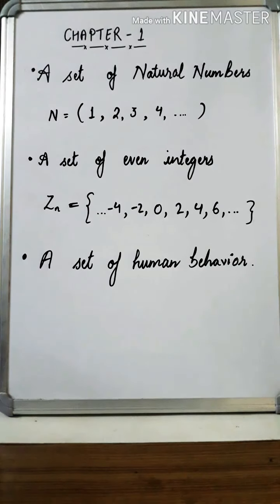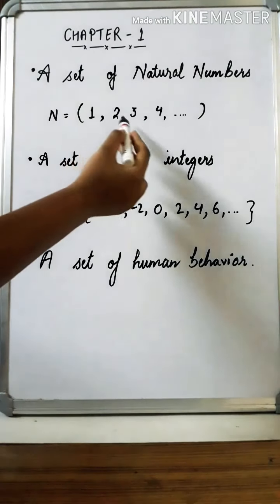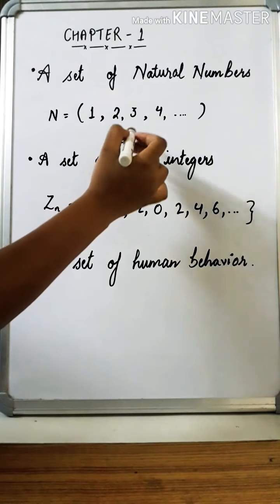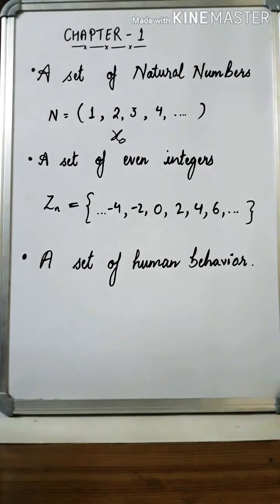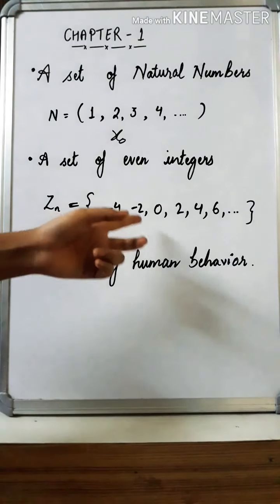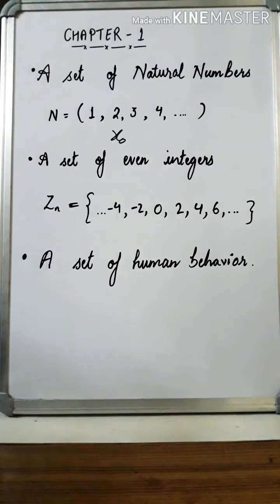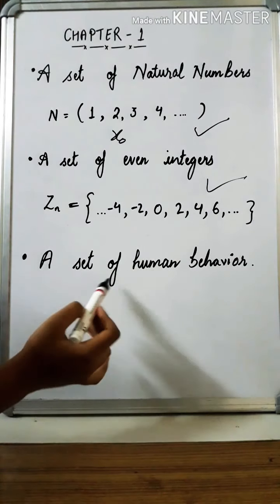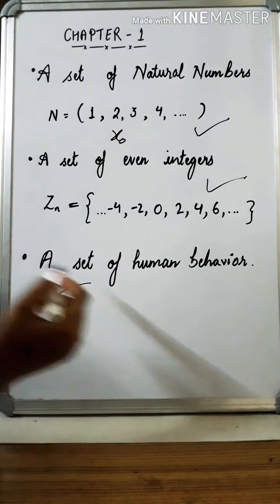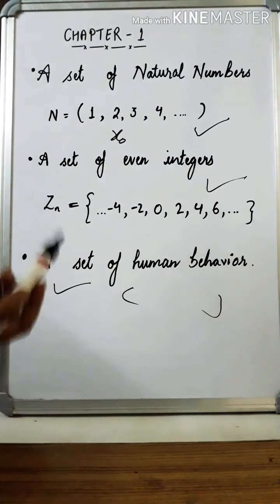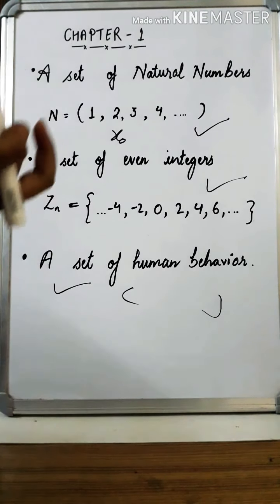For example, a set of natural numbers like 1, 2, 3, 4, 5, 6 that goes up to aleph naught. Aleph naught is the first infinity that you will study in higher classes if you opt for mathematics. So basically, a set of natural numbers, a set of even integers like -4, -2, 0, 2, 4. Alright, so these are very well defined sets. But when we talk about a set of human behavior, can we mathematically say it is a set? No, because the characteristics which will be included in this set are not well defined. Human behavior is myriad.